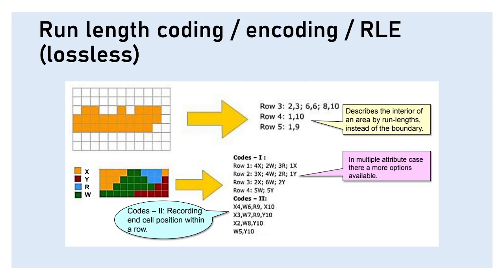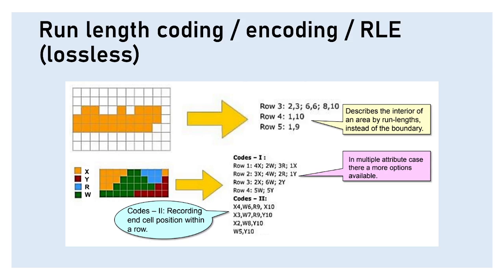Run length is basically the extent to which you can see the same color in a single row. This is easier because this is a binary image. But if you take a look at this image, it is a little more complicated. In the earlier one you only have white and orange or yellow, but here you can see yellow, green, blue, red, orange, all those colors. So how will you write the codes for this? This is like a multiple attribute case, where more options are available.